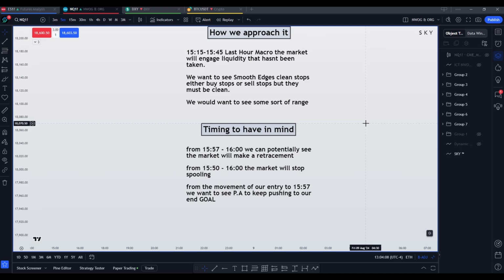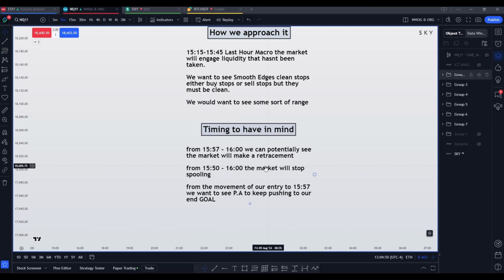From 15:57 to 16:00, aka 3 minutes only left, in this 3 minute interval we can potentially see the market make a retracement. So we must already be out by this part of the last hour of trading. From 15:50 to 16:00, the market will stop spooling price, meaning price will stop moving toward our drawn liquidity. Spooling is when the price begins to run in one direction, either upwards or downwards, targeting some sort of liquidity or inefficiency in the market.